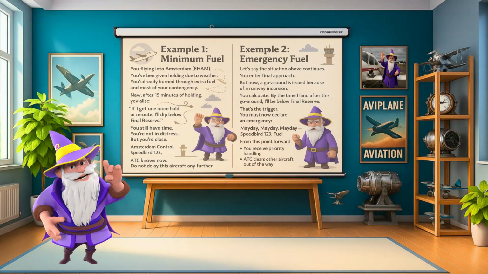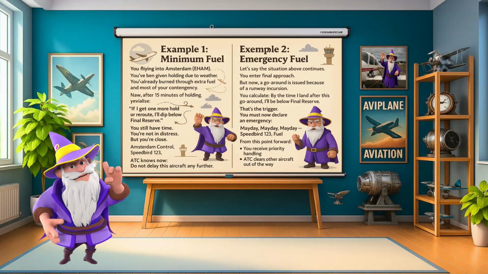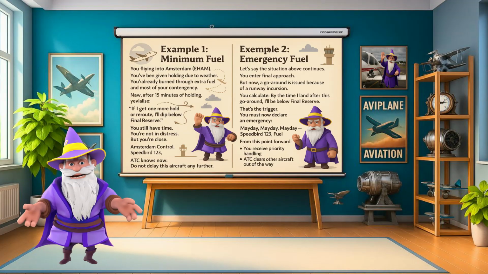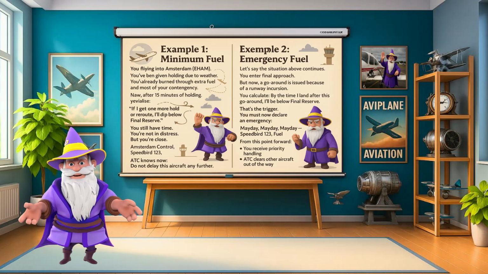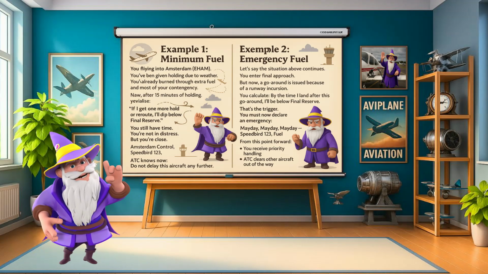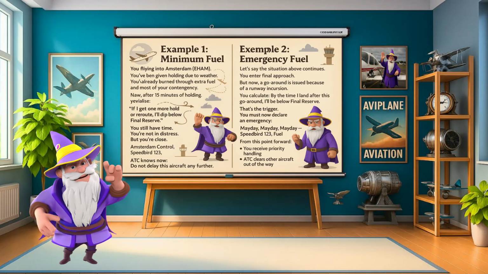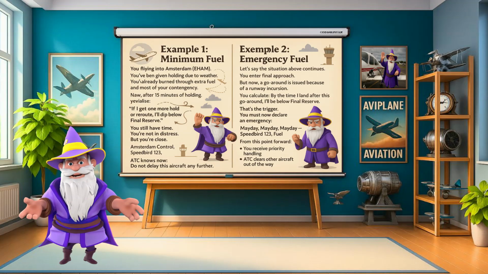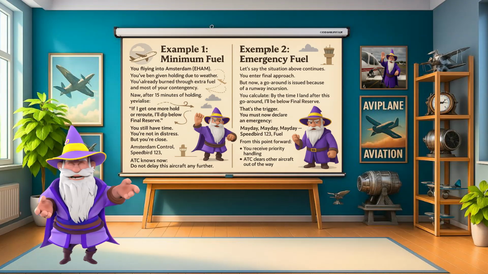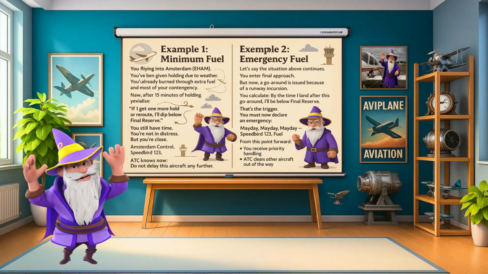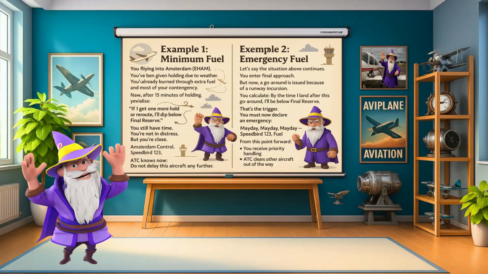Okay, I'll give you a practical example. You're flying into Amsterdam. You've been given holding due to weather. You've already burned through extra fuel and most of your contingency. Now, after 15 minutes of holding, you realize, if I get one more hold or reroute, I'll dip below final reserve. You still have time. You're not in distress. But you're close. You say, Amsterdam Control, Magic Airline 123, minimum fuel. ATC knows now, do not delay this aircraft any further. They won't give you priority, but they'll avoid worsening your situation.